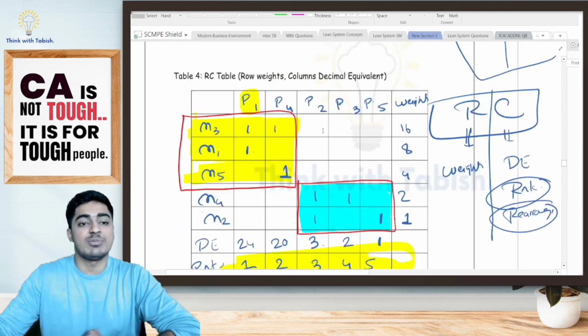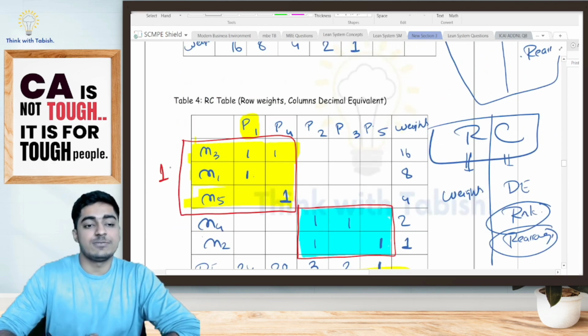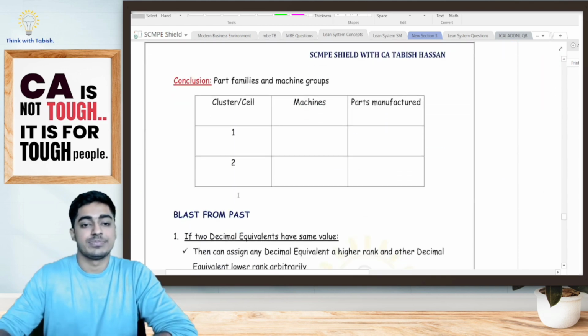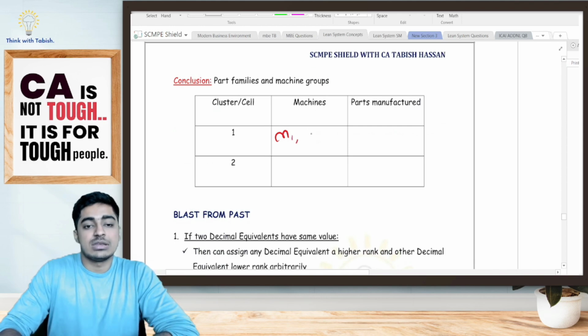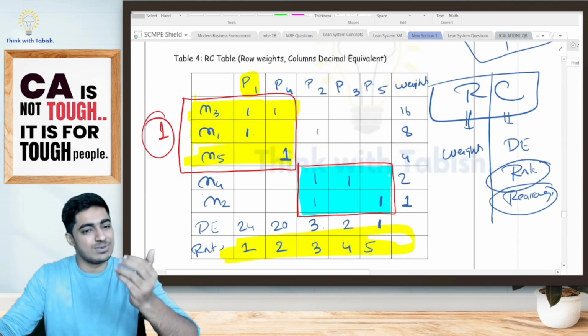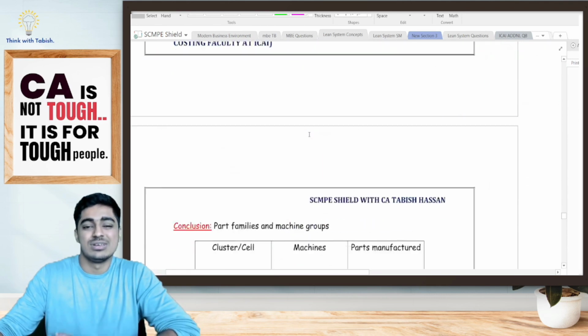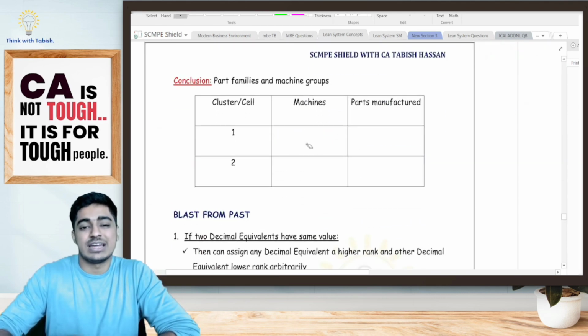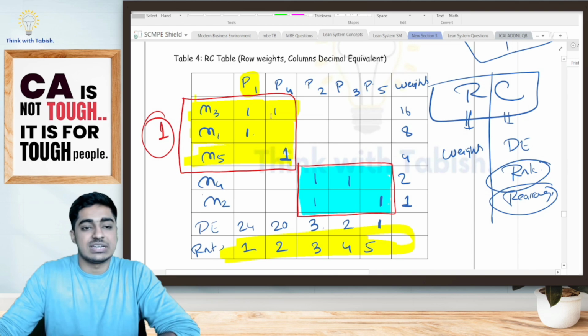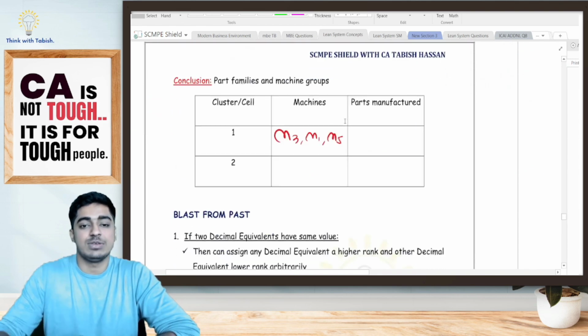Now cluster number 1. This is my first cell or first cluster. What all machines am I having? M1, M3, M5. Whatever the order, you can write it down. If you want, you can write M3, M1, M5 also. Again, don't question me over that. I'll write the same order. M3, M1, M5. What all are the parts that are getting manufactured? P1 and P4.